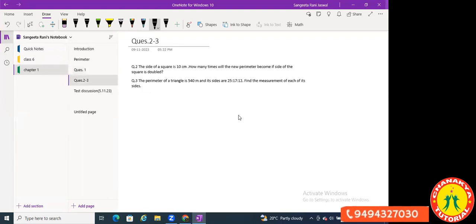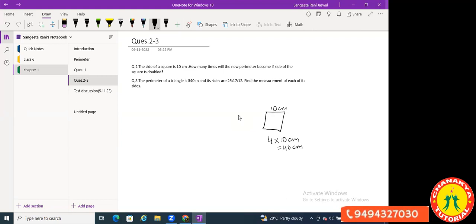Okay, now see this. The side of a square is 10 centimeter. How many times will the new perimeter become if the side of the square is doubled? This is a square, okay? One side is 10 centimeter. It's talking about the perimeter. So the original perimeter is 4 into 10 centimeter. So that's 40 centimeters.